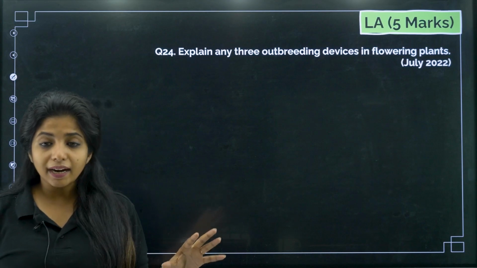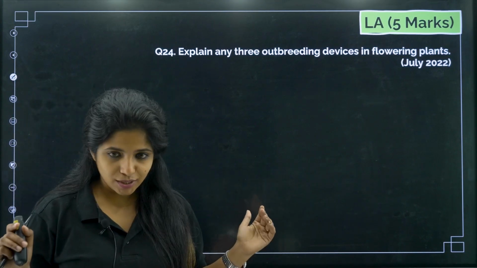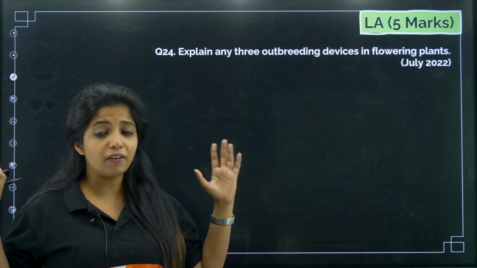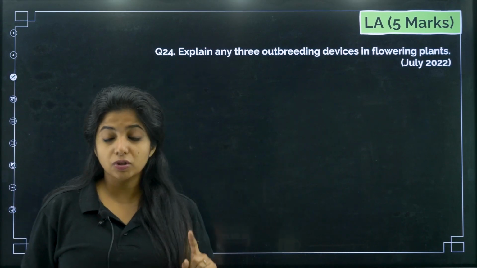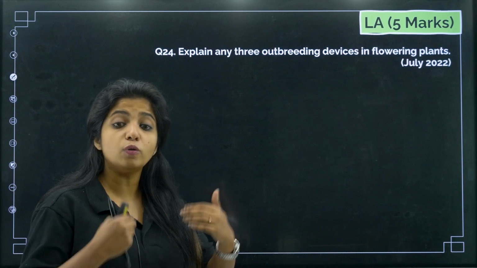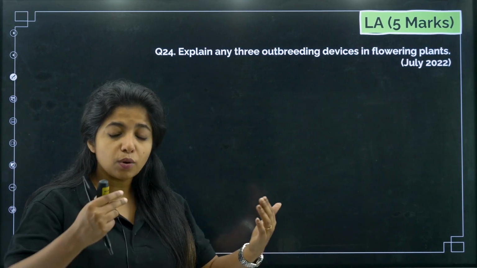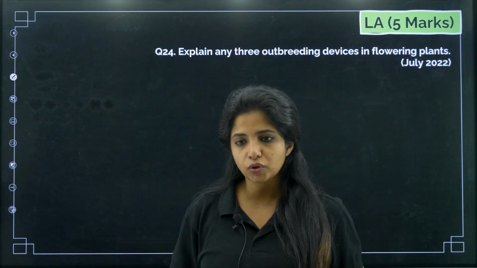So, to avoid that, the plant itself has come up with certain things, and that is what they are asking you for: three outbreeding devices. Three things that help the plant to outbreed, not inbreed. What are those things? I'll tell you a clue and you tell me the other points.